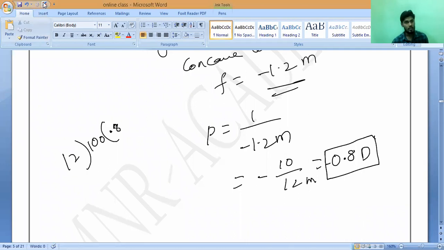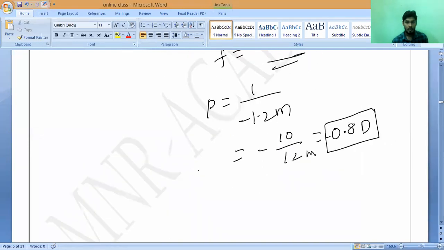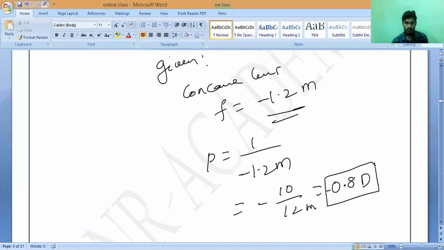All of you do it fast. Do you understand or not now? Yes, sir. Solve it. So this is about the power of a lens. If you have any doubt, anybody can ask me. If you understand this, then we'll go for the last concept, that is called the power of a combination of lenses.